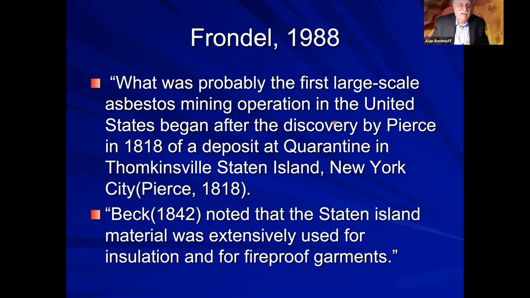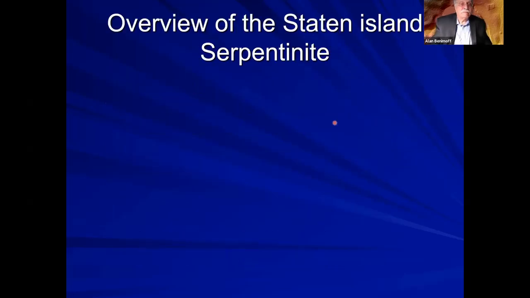Now, Frondel came out with a paper in 1988. What was probably the first large-scale asbestos mining operation in the U.S. began with the discovery by Pierce in 1818 of a deposit at Quarantine in Tompkinsville, Staten Island, New York. Now, Beck, 1842, noted that the Staten Island material was extensively used for insulation and for fireproof garments.